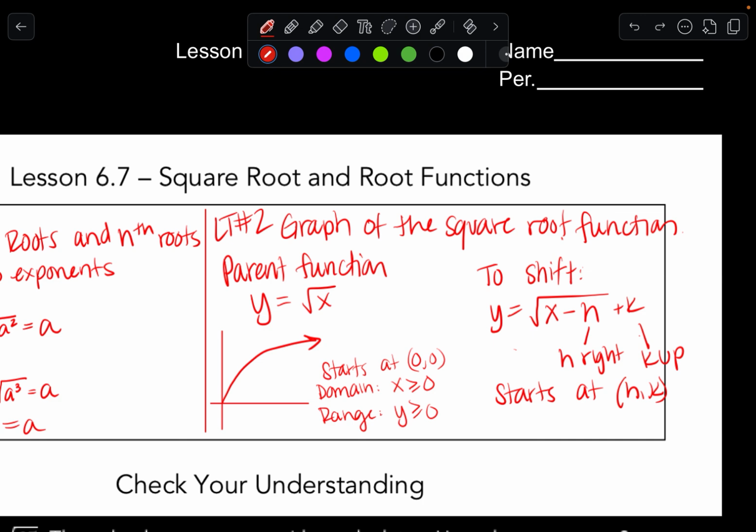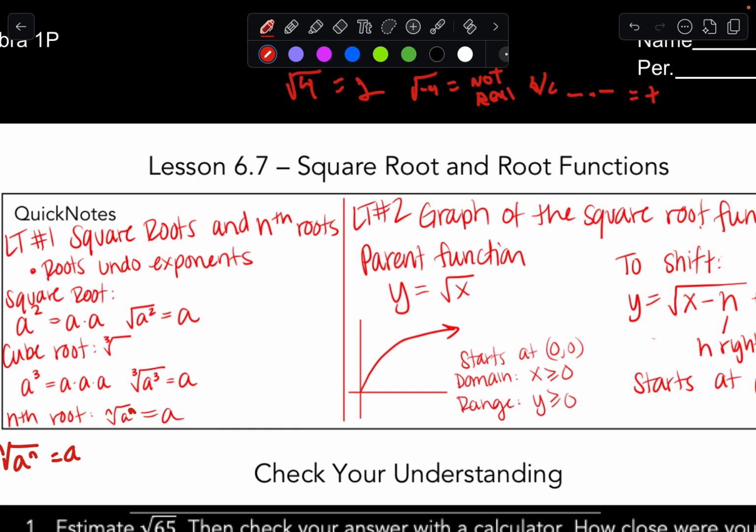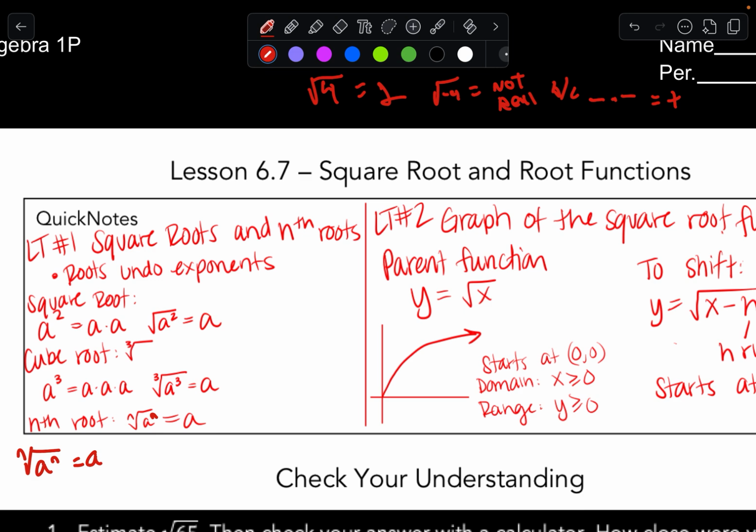It undoes squaring. So if you think about this, the square root of 4 is 2. Why? Because 2 times 2 is 4. But if you ask for the square root of negative 4, there's no number, right? Because what number, when you multiply it against itself, will give you a negative? A negative times a negative equals a positive. So there's no way to take a square root of a negative number, because there's no number that you multiply against itself, positive or negative, that will come out negative.